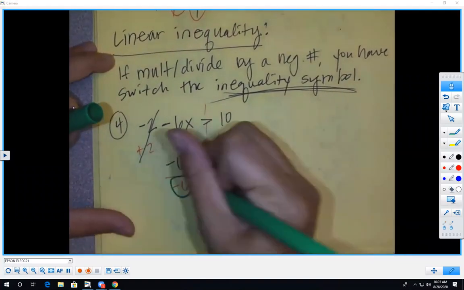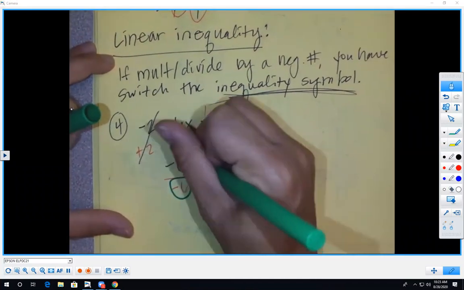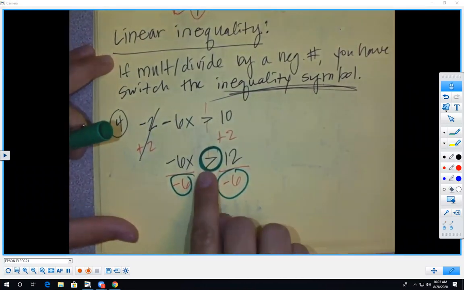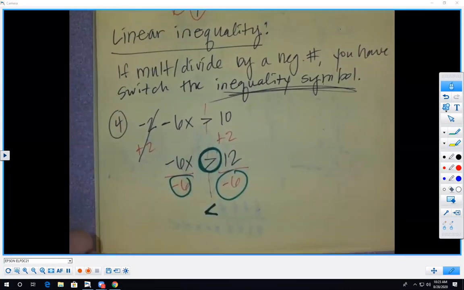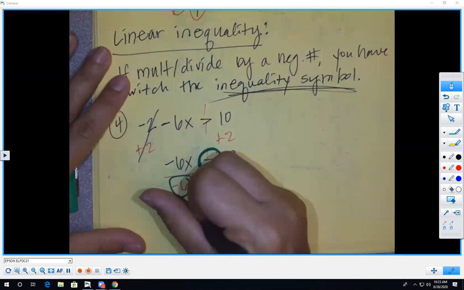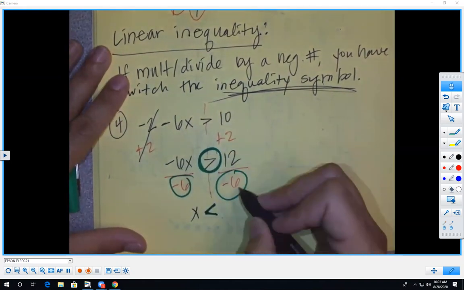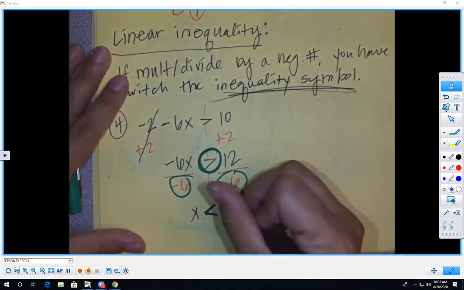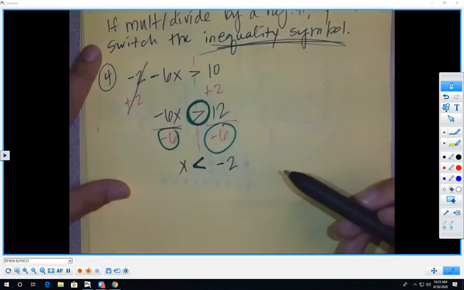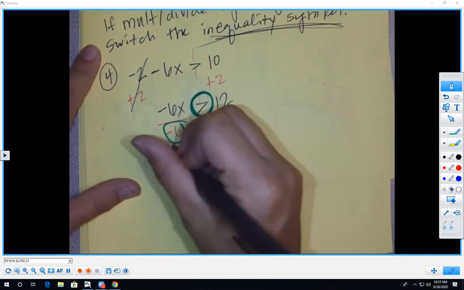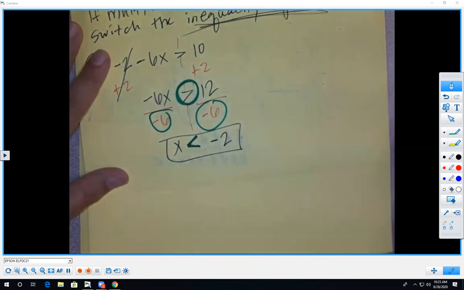So since this 6 is negative, I have to turn that guy around. That's what the rule says. Instead of being greater than, it's now going to be less than. Okay, so I get x is less than 12 divided by -6, -2. And on your comp exam, it's going to ask you for this answer. It's going to ask you to graph it on a number line and in interval notation.